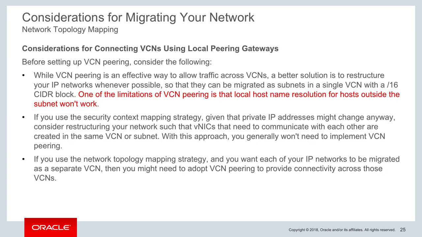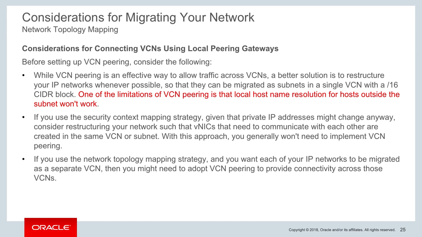Let us now look at considerations for connecting VCNs using local peering gateways in OCI. Before setting up VCN peering, consider the following. While VCN peering is an effective way to allow traffic across VCNs, a better solution is to restructure your IP networks whenever possible so that they can be migrated as subnets in a single VCN with a /16 CIDR block. One of the limitations of VCN peering is that local host name resolution for hosts outside the subnet won't work.